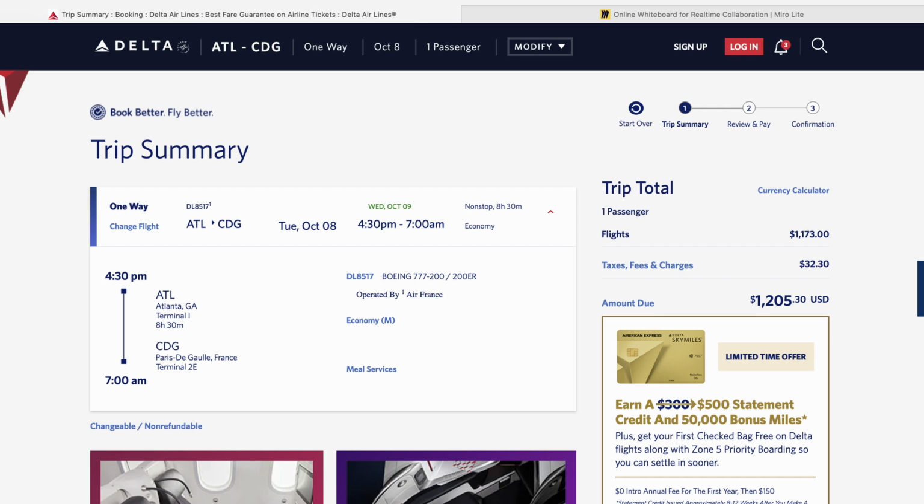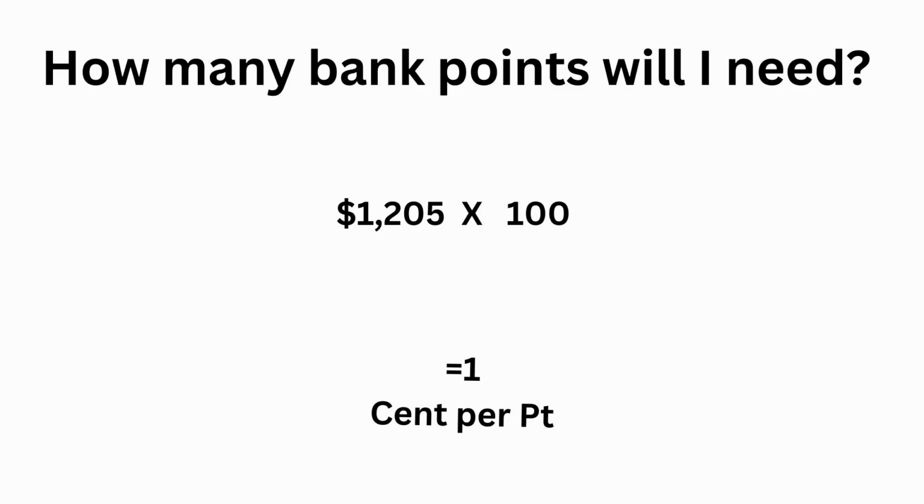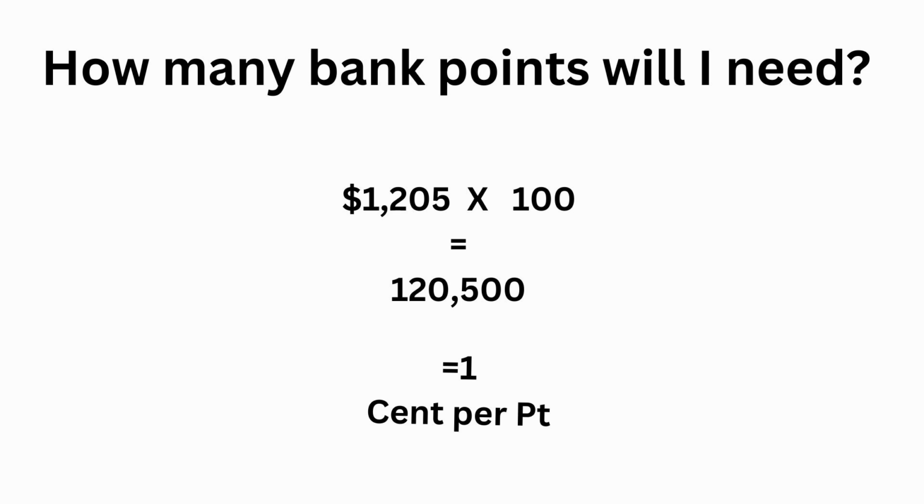So for this example, let's say with Amex, we're looking to book the same flight that's retailing for $1,205. If you're getting 1 cent per point, the easiest way to calculate it is to take the retail price of the flight and multiply it by 100 to see how many points you'd have to use for Amex. In this situation, the total would be just over 120,000 points.